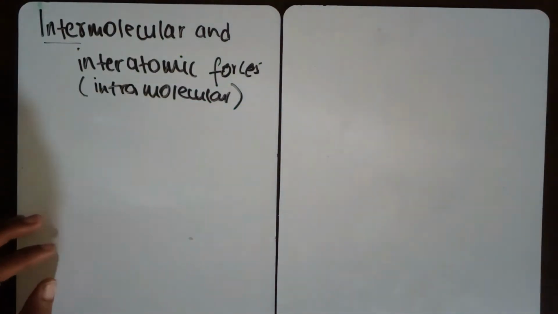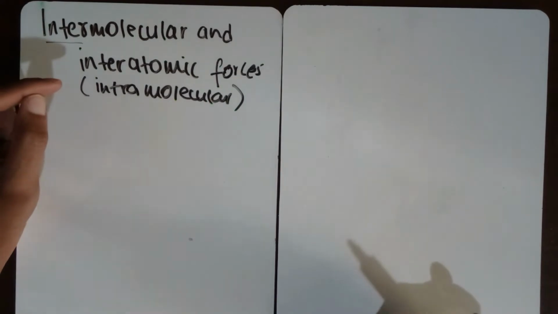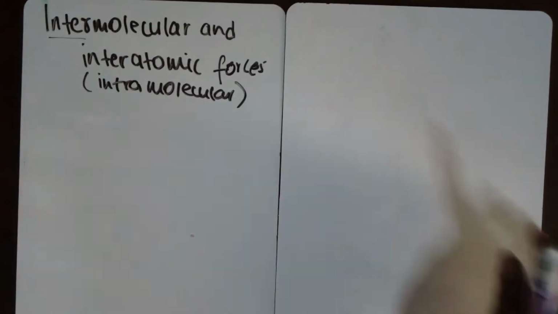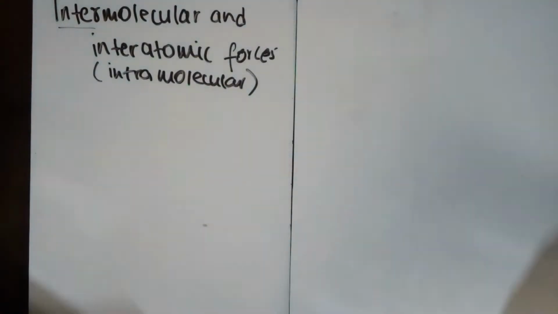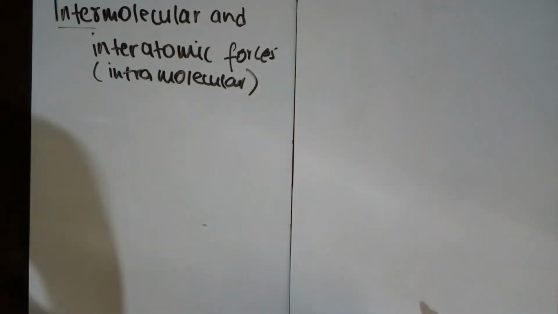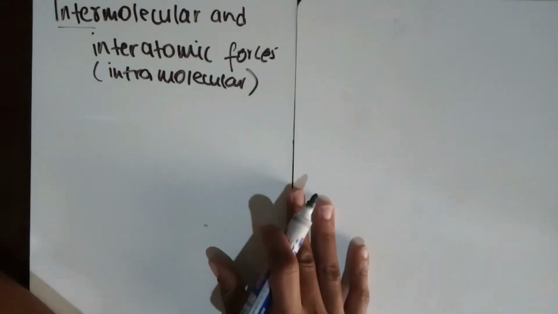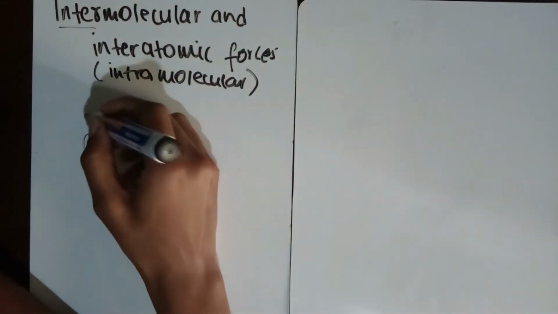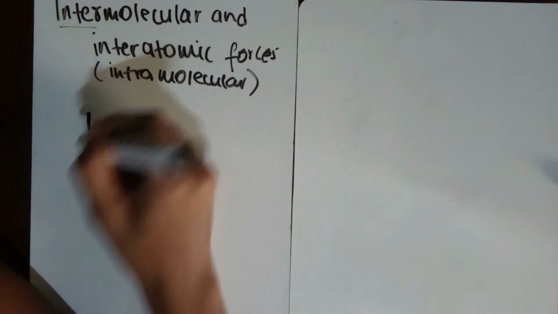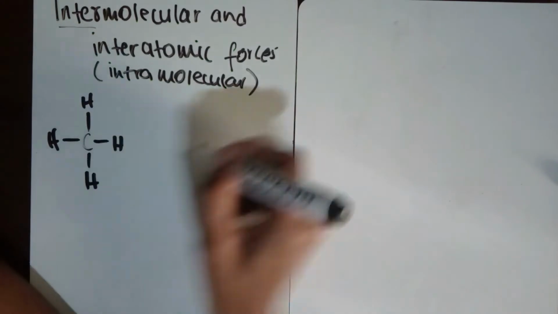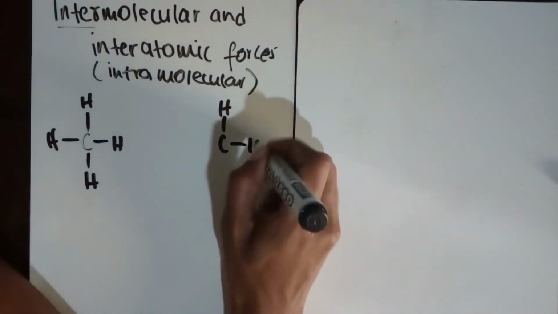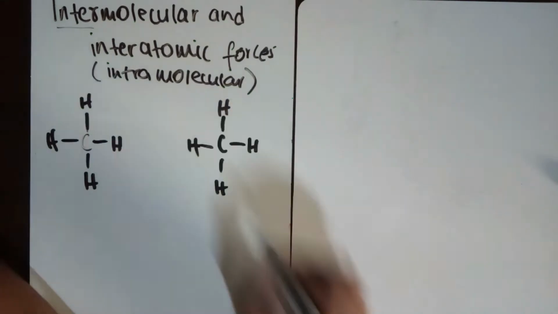So there are two types of forces that we're going to talk about. Now let us try to differentiate between the two. So consider that we had two methane molecules, right? With another methane. So it's one carbon and four hydrogen. It's CH4. It's methane.